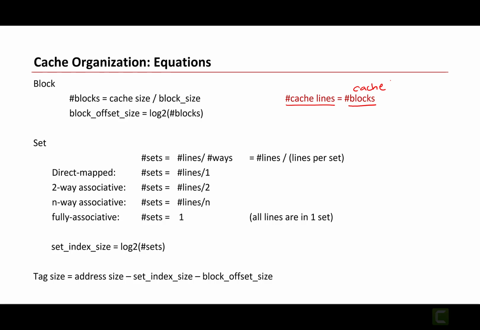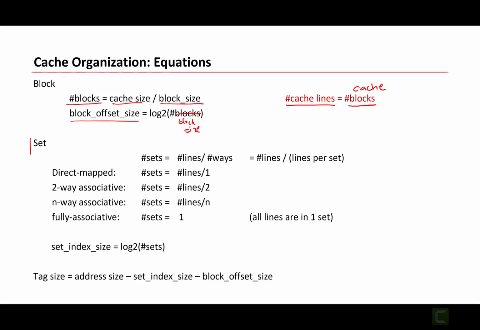The way to compute the number of blocks, or the number of cache lines, is by dividing the cache size by the block size. That's pretty straightforward. And the block offset size would depend upon the block size. So log to the base 2 of the block size is going to be the block offset size.